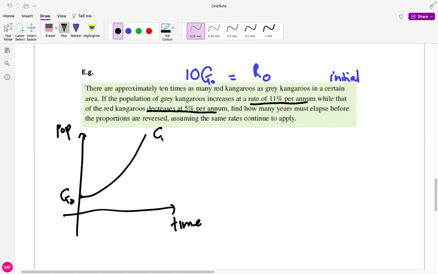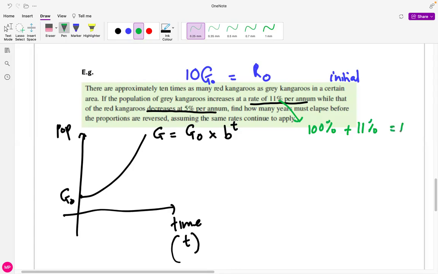Now, the general form will be G equals G0, which is the initial, I don't know the initial, times b to the power of t, okay? T is the time. Because it's increased by 11%, think about you have 100% initially, you plus 11%, that gives you 111%, which is 1.11. So that's the base. So the equation for this model will be G equals G0 times 1.11 to the power of t, right?